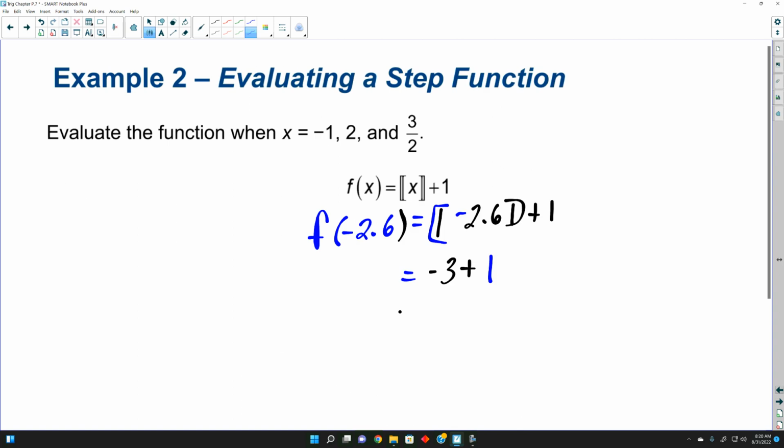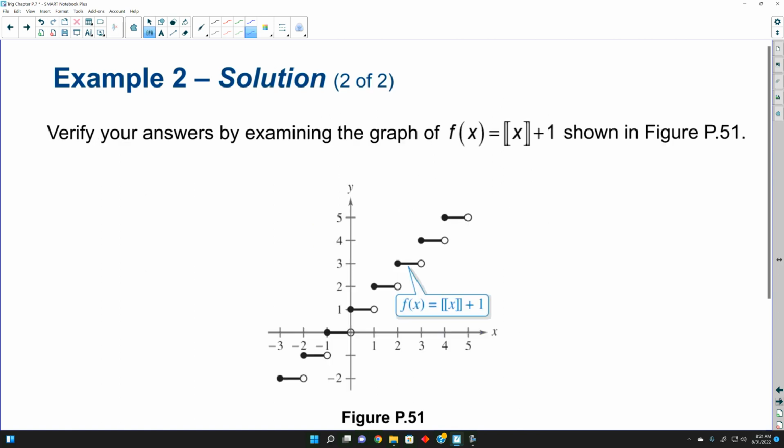So this here would work out to be negative 2. And luckily they did give us a graph here of this function. So negative 2.6 would be here, which corresponds to the y value of negative 2. Does this kind of make sense? I mean, it's funky how this works, but that's how this is. Questions on this here?